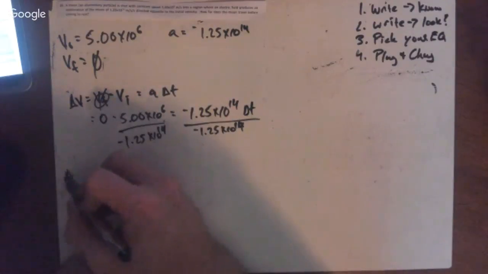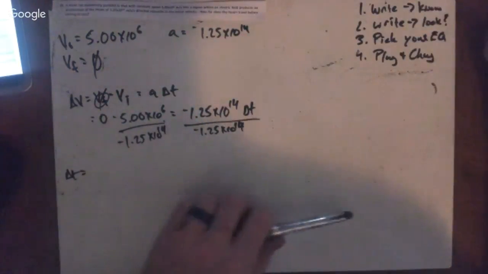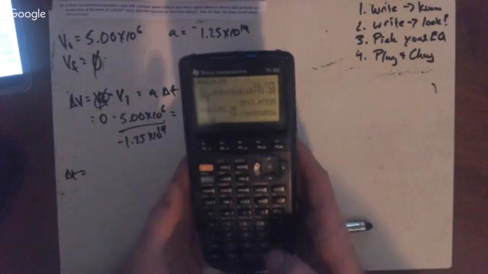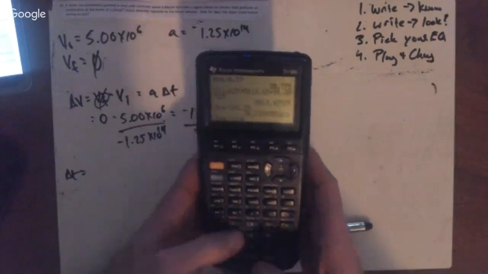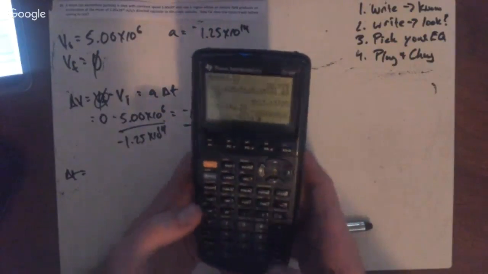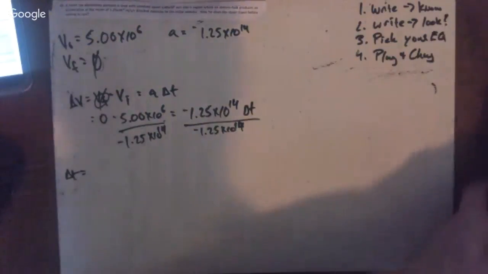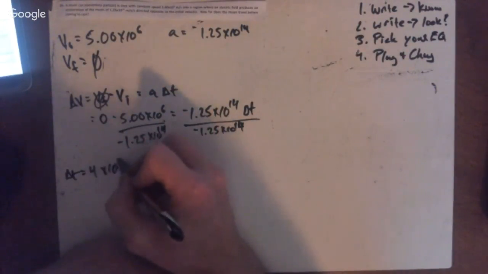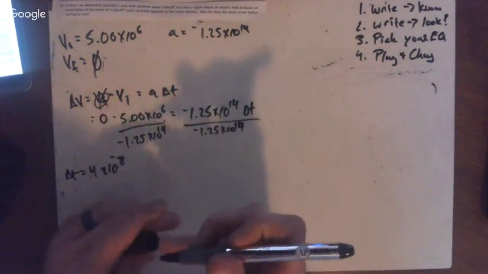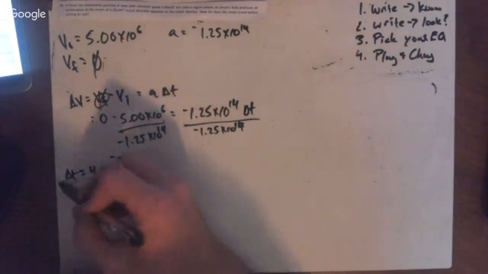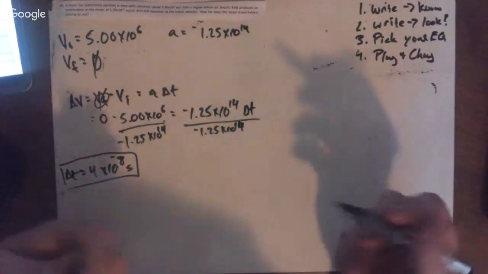Again, we can see our time is going to be very, very short. 5e6 divided by 1.25e14. So again, our time is 4 times 10 to the negative 8, so roughly 1/10,000,000th of a second. Okay, so our time is 4 times 10 to the negative 8 seconds. So again, we're getting some of the things we expect.